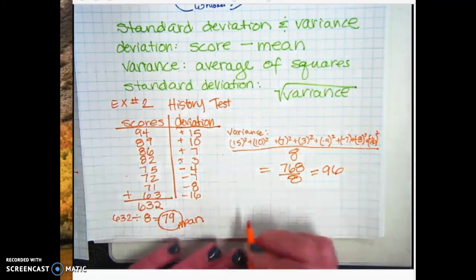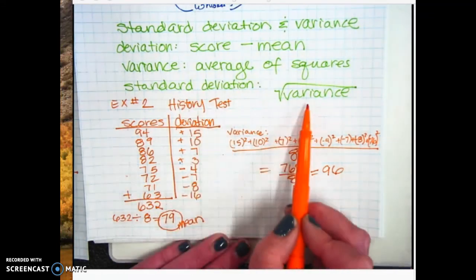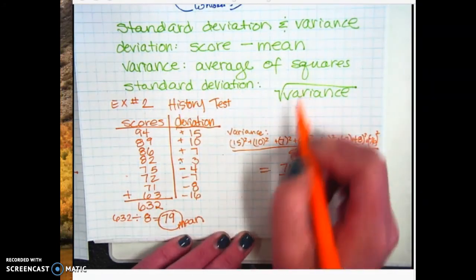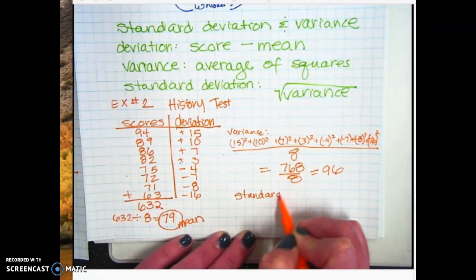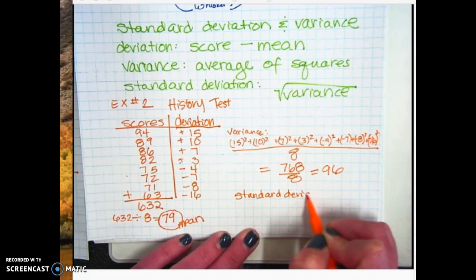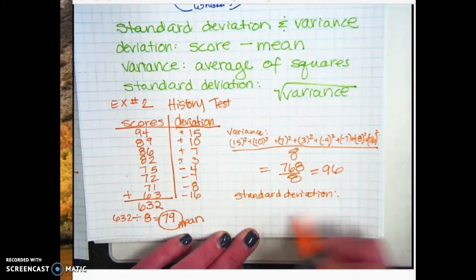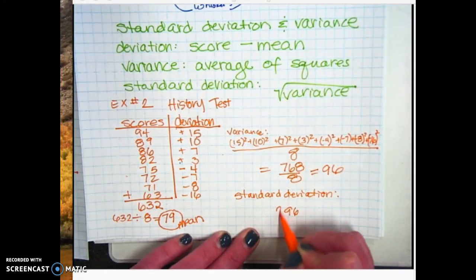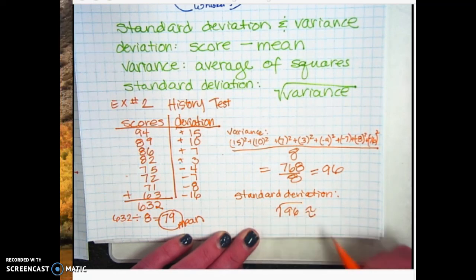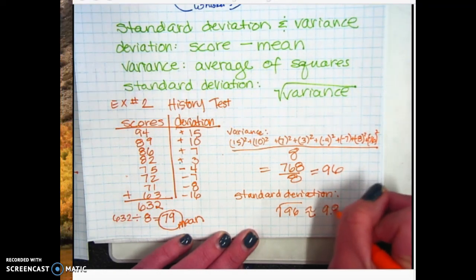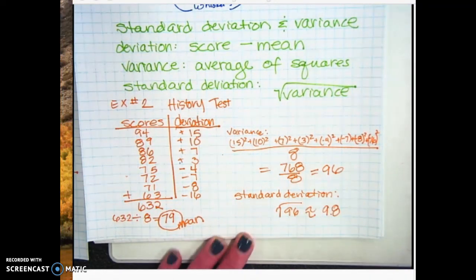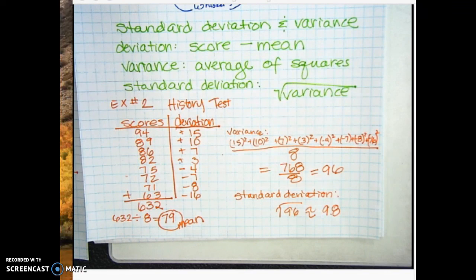That's the variance. And then all you have to do for the last step, for the standard deviation, is take the square root of that number. So standard deviation is just the square root of 96. And they usually want you to round to the nearest tenth, so I got 9.8. But sometimes they'll say hundredths, thousandths, whatever, just pay attention to that. All right?